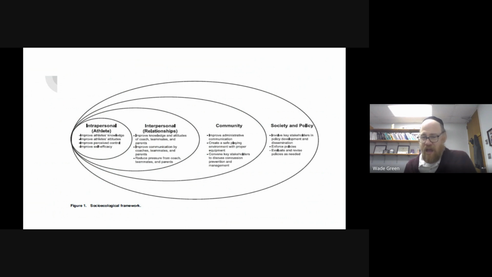And then at the society and policy level, this is an area where we've seen a ton of change, as now every single state in the U.S. has a concussion law on the books. The state of Minnesota is a prime example, where coaches have to undergo yearly training in regards to identification of concussion and the importance of removal from play. And then a student athlete has to be cleared to return to play by an athletic trainer and/or physician.